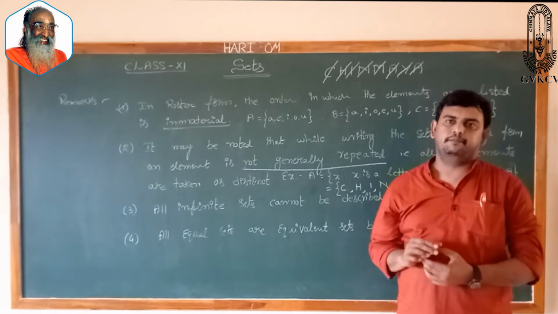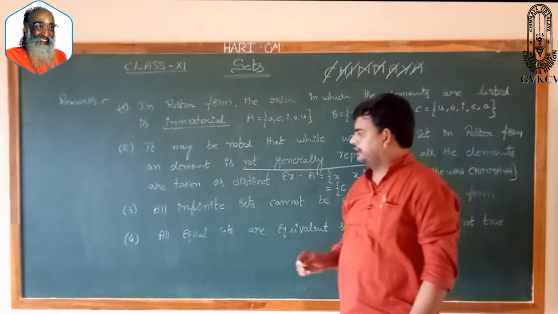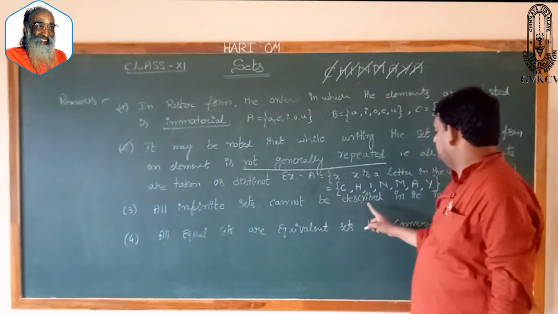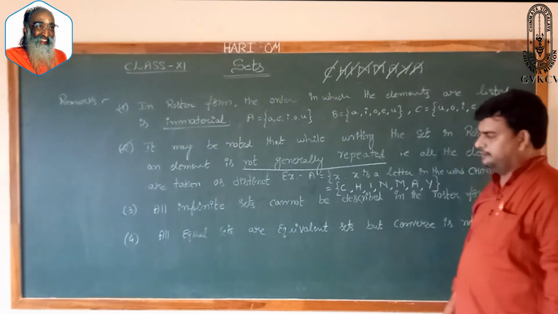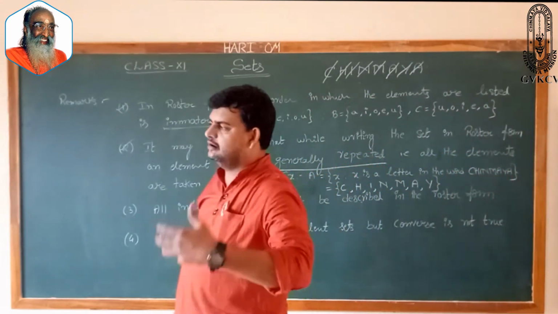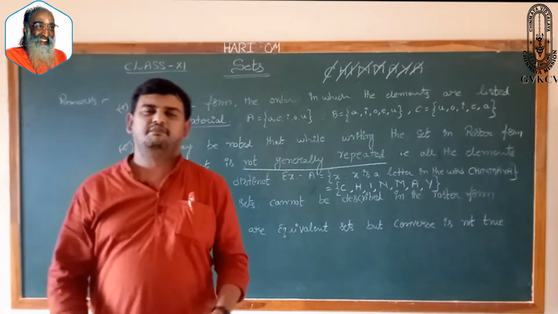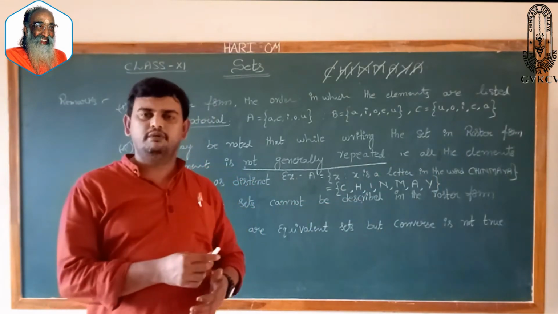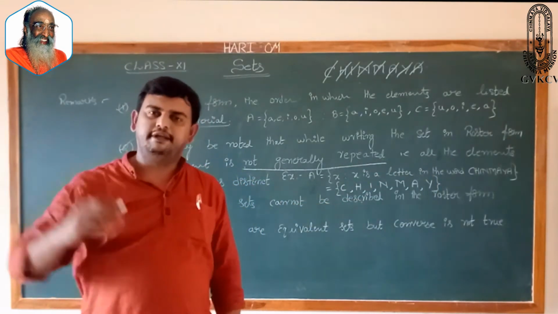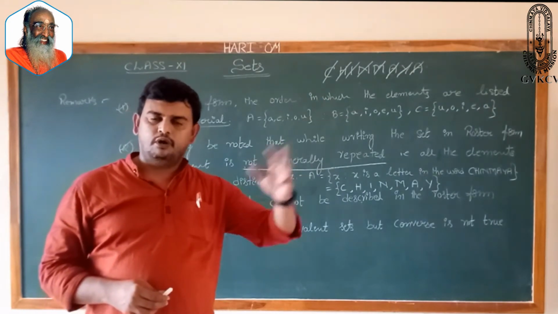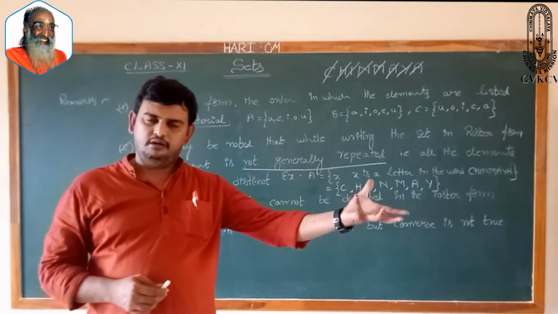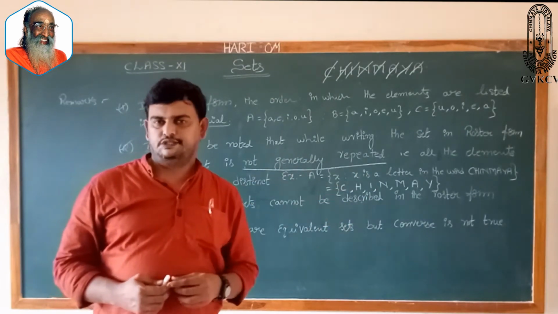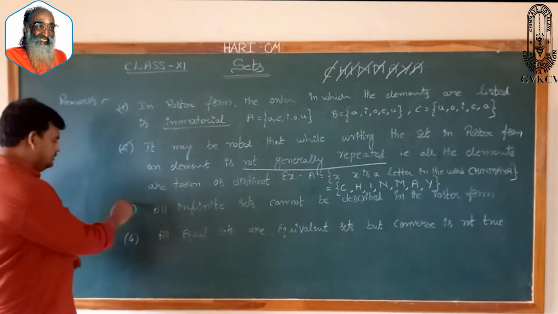Next, the third point. What is the third point? All infinite sets cannot be described in the roster form. If I ask for the set of rational numbers or the set of real numbers, we cannot describe them in the roster form, because usually we mention 1, 2, 3, 4 and so on to infinity. We don't know what is at infinity. We cannot define it properly. We are unable to represent all the numbers in that number system. That is about point number 3.